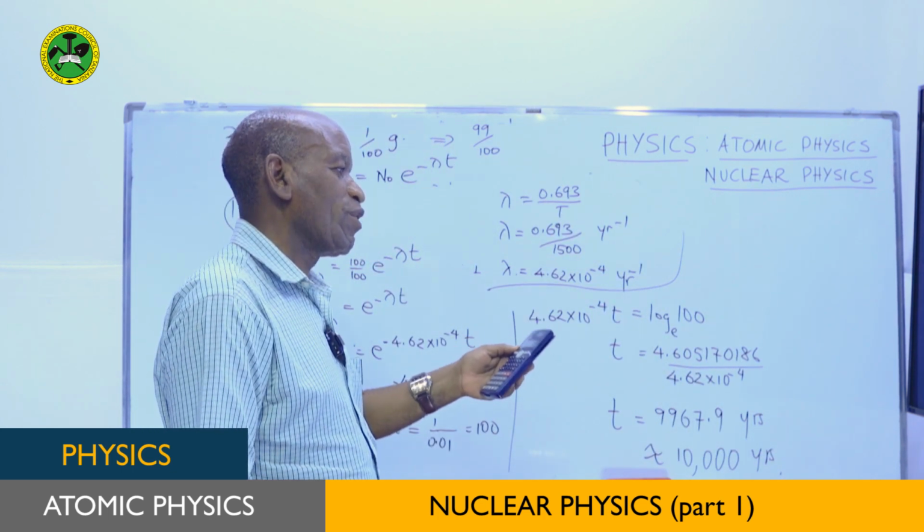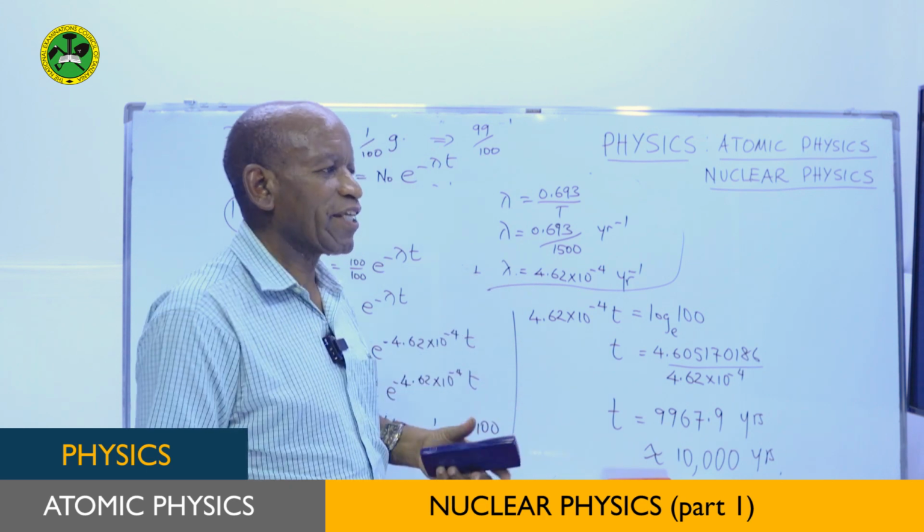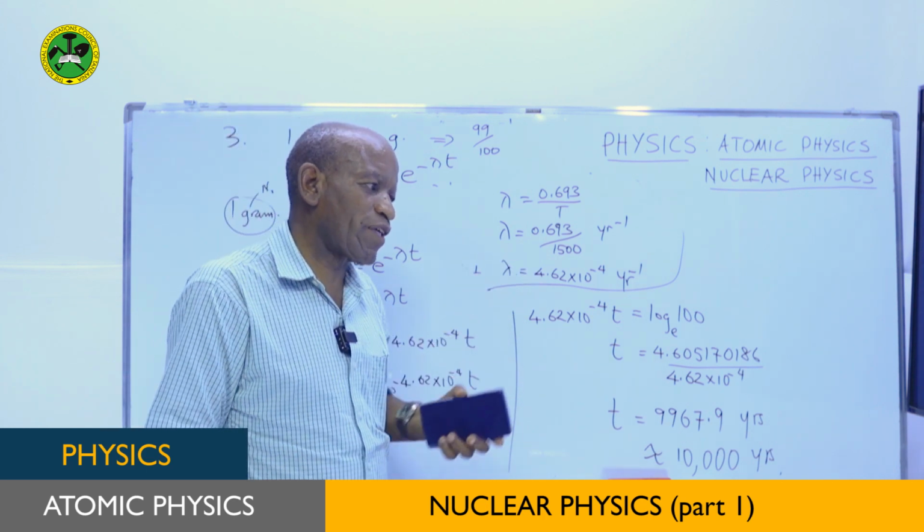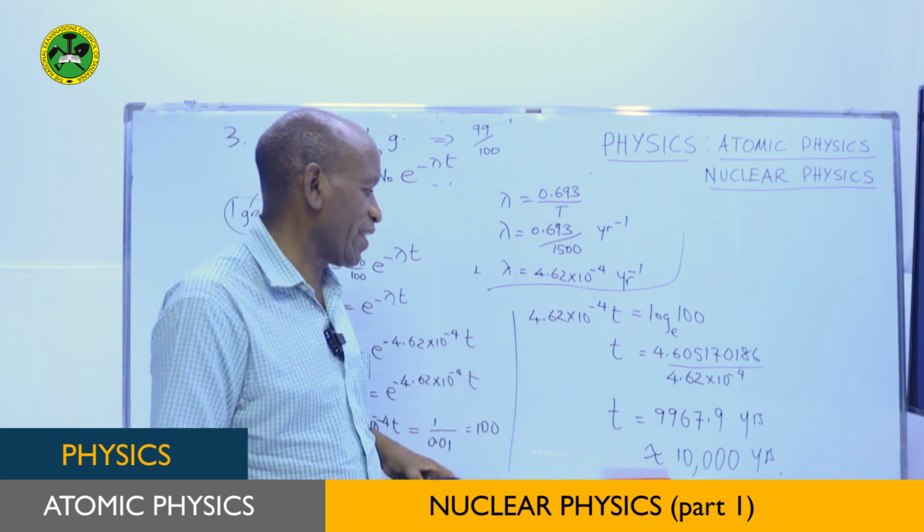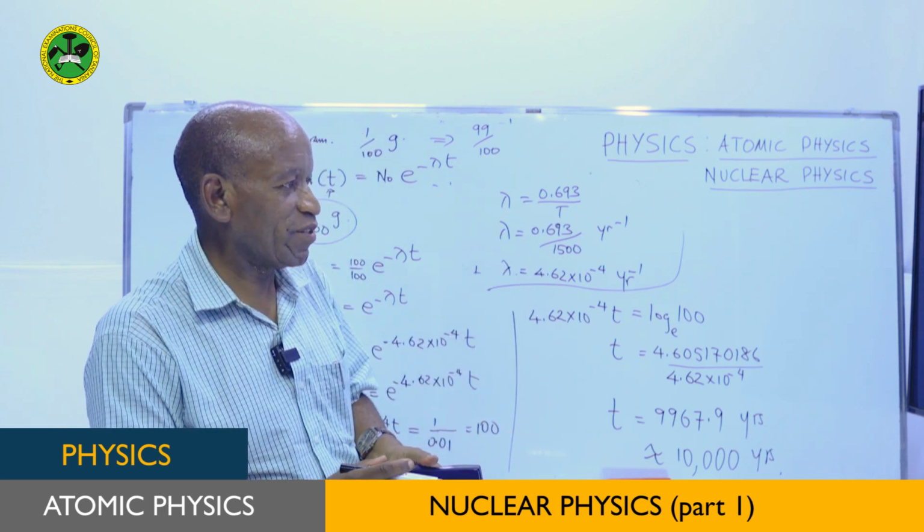So this will be the time at which 1 gram of the radioactive sample will be reduced to a centigram. So that is question number 3.